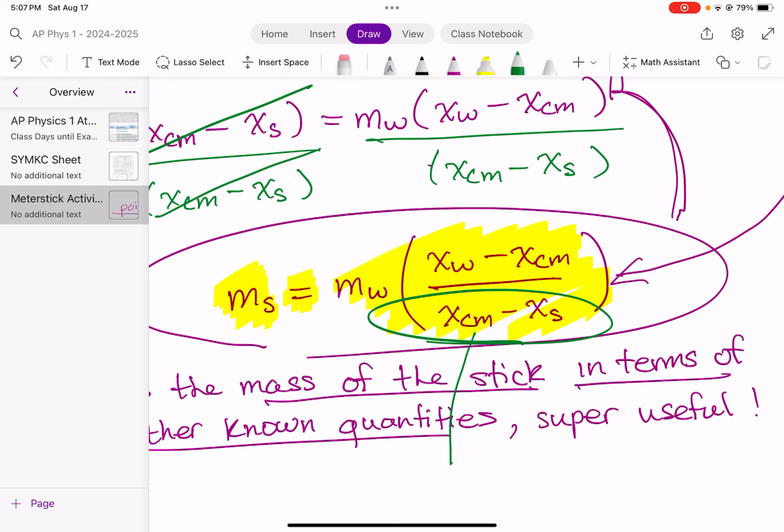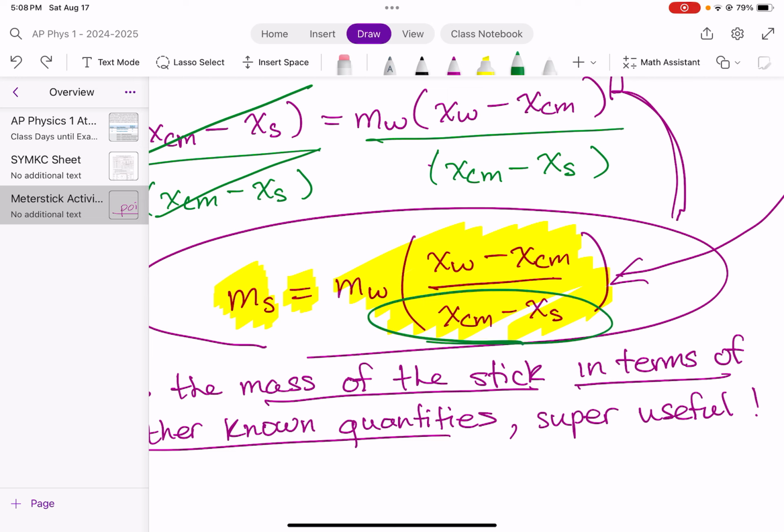The center of mass of the stick was around, we said, 50 plus or minus. Probably not plus or minus 2. Maybe we should say plus or minus 1 or something like that. I'm being very vague here. We'll be more specific later. But you notice what would happen if XS, the position of the stick, was really close. Oh, you know what? I said that backwards.